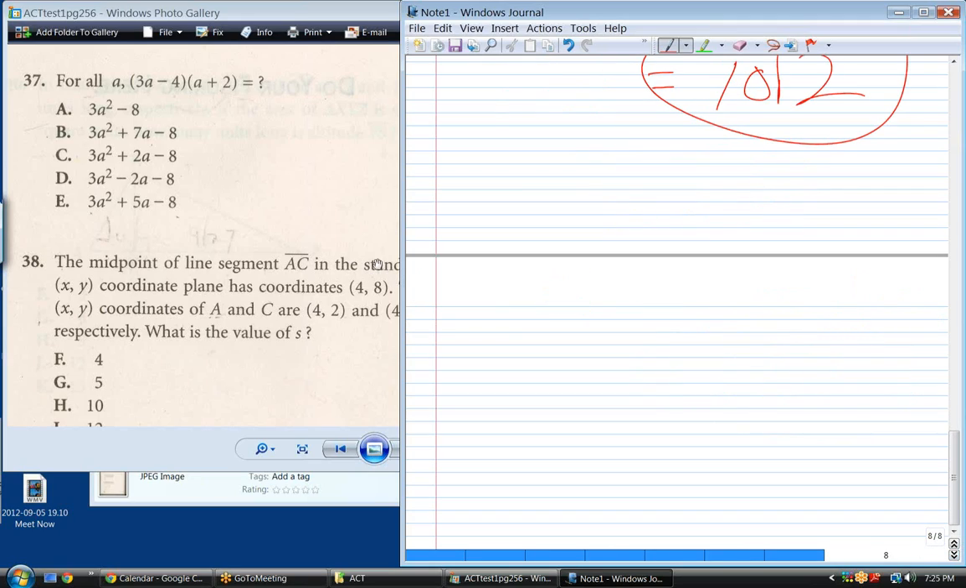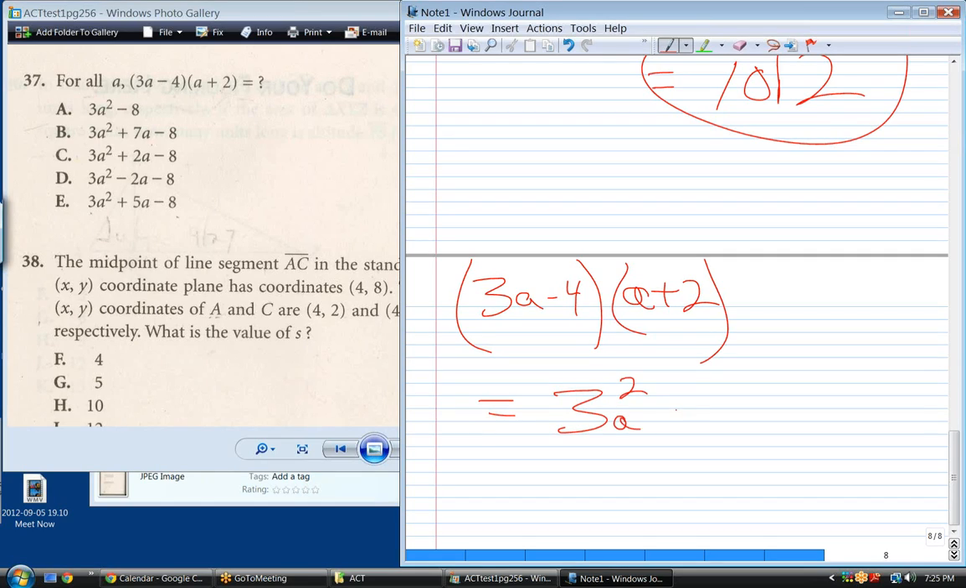Okay, what is 3a minus 4 times a plus 2? It would be 3a squared minus 4a plus 2. Oh, wait, no. Make sure that you multiply. In other words, they tell you FOIL. I'm sure you've heard of FOIL.